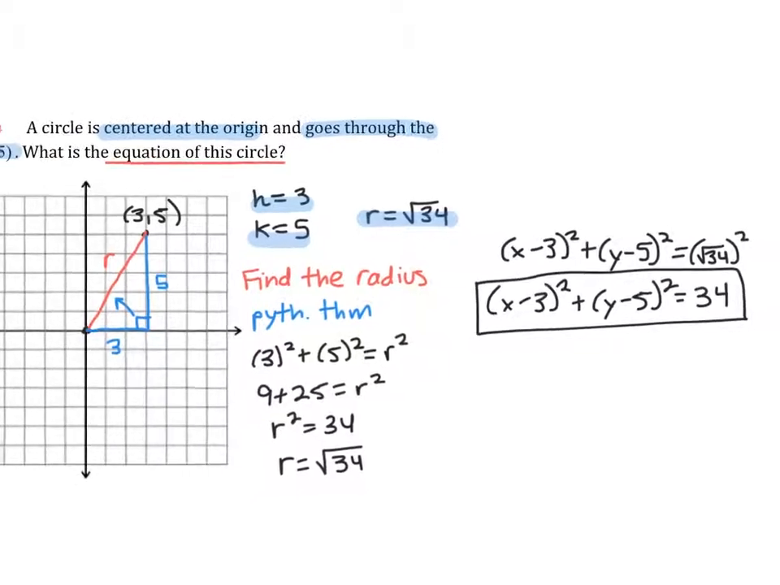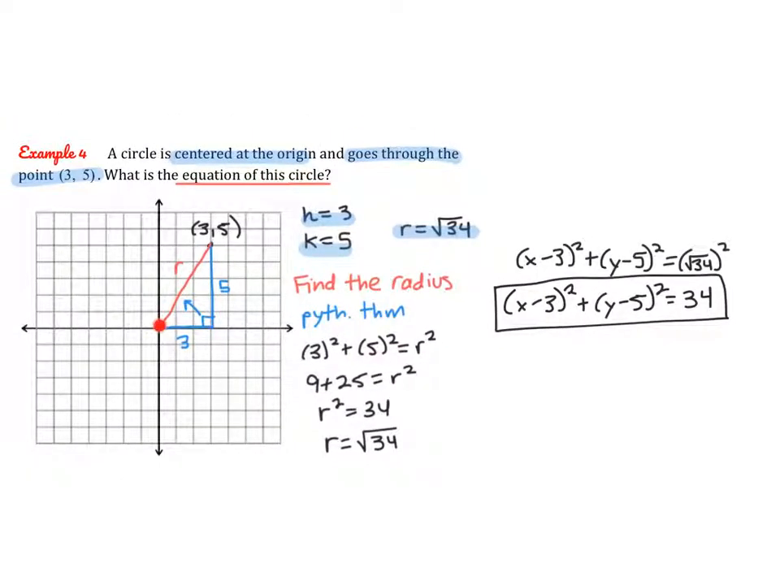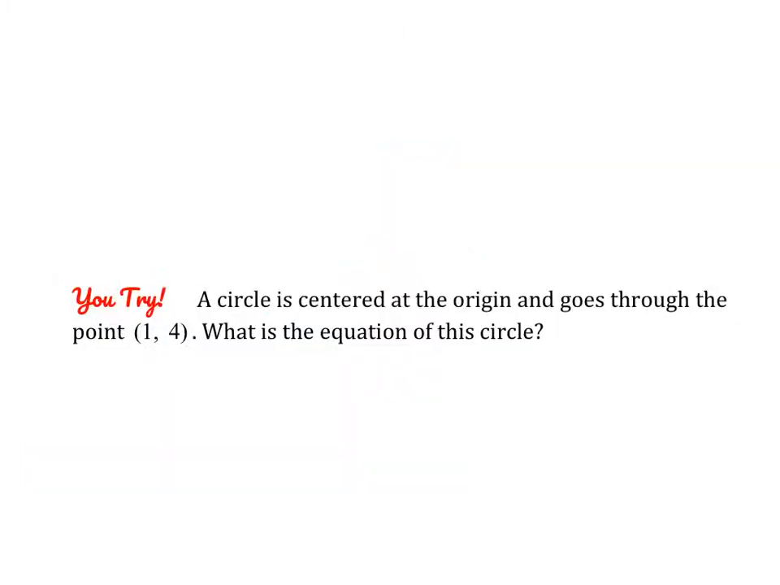So remember, strategically, we want to plot our center, and we want to plot the point. If we draw a line connecting the two, that should be our radius. To find that radius, we can always do it by making a right triangle and then using the Pythagorean theorem. All right, please pause the video and give this last one a quick try.